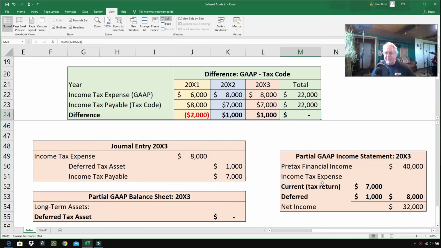Over to the income statement. The income statement here, current, is how much is payable to the IRS, $7,000. We're reversing out the deferred, which makes our expense $8,000, which we can double check here with our journal entry or off the chart. So everyone, that is how the deferred tax asset works.